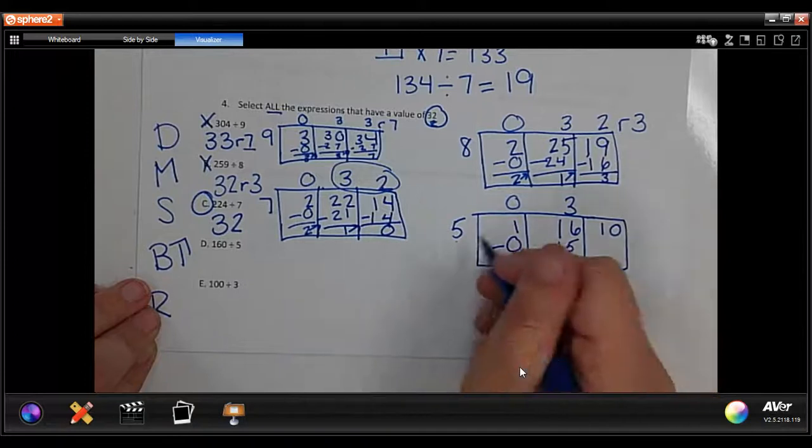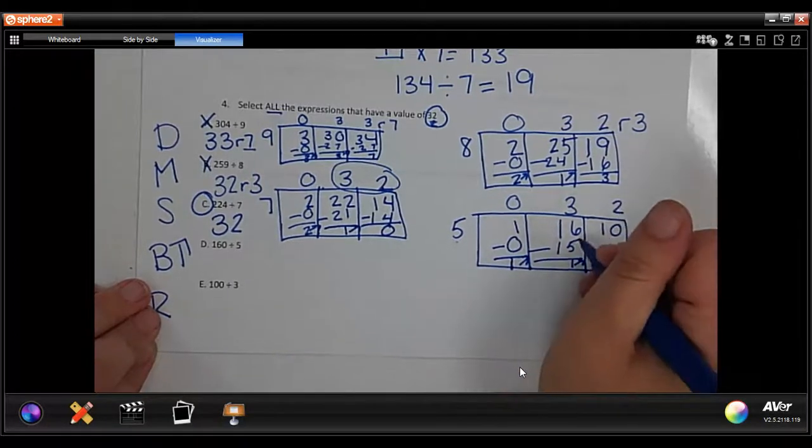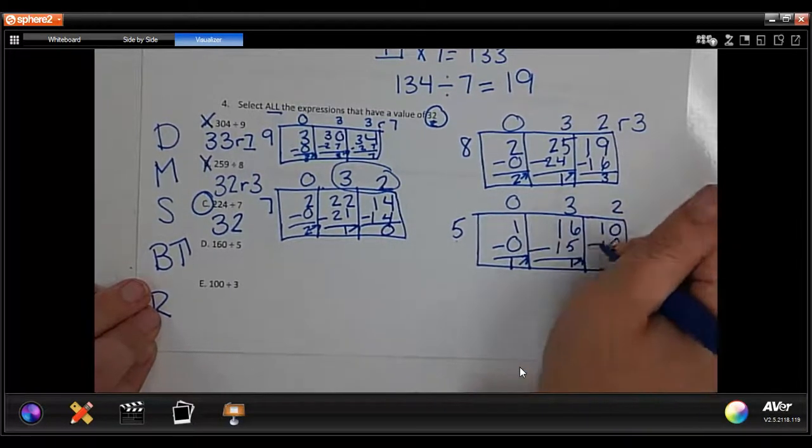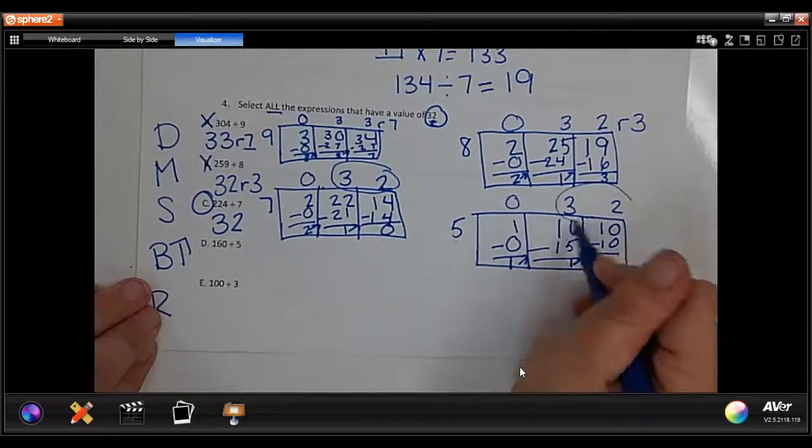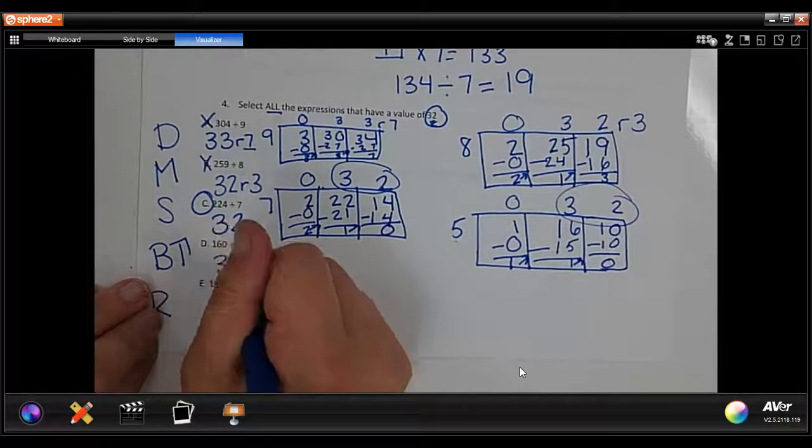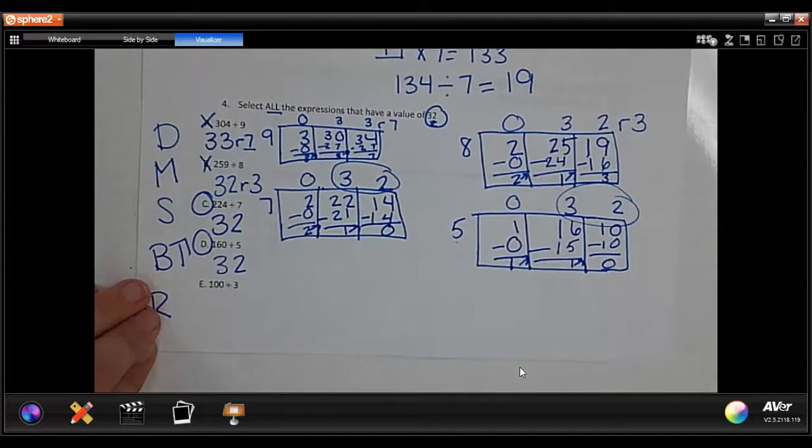Bring it up. 5 goes into 10 2 times. 5 times 2 is 10. Subtract 0. So this is 32, remainder of 0. So this is another one of the answers. Last one, 100 divided by 3.